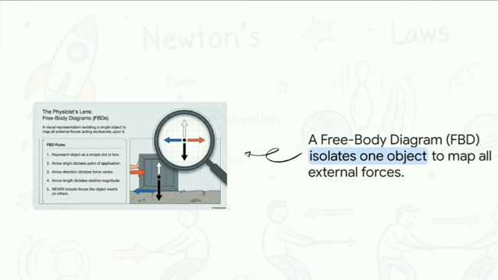A free body diagram, or FBD, does one simple, vital thing. It isolates a single object from everything else around it and just shows us the forces acting on that object. The golden rule here is you never, ever include the forces that the object is exerting on other things. This is how we focus on what matters and apply Newton's laws correctly.